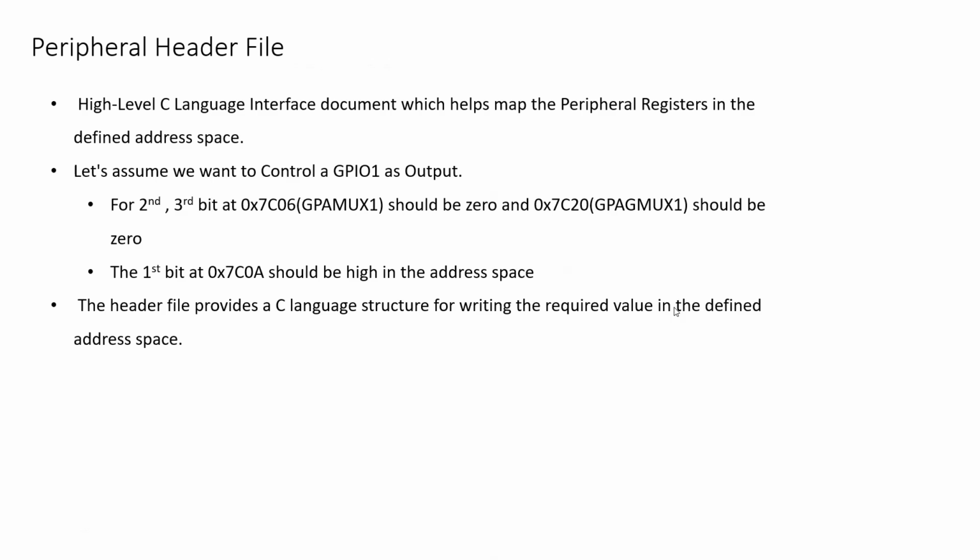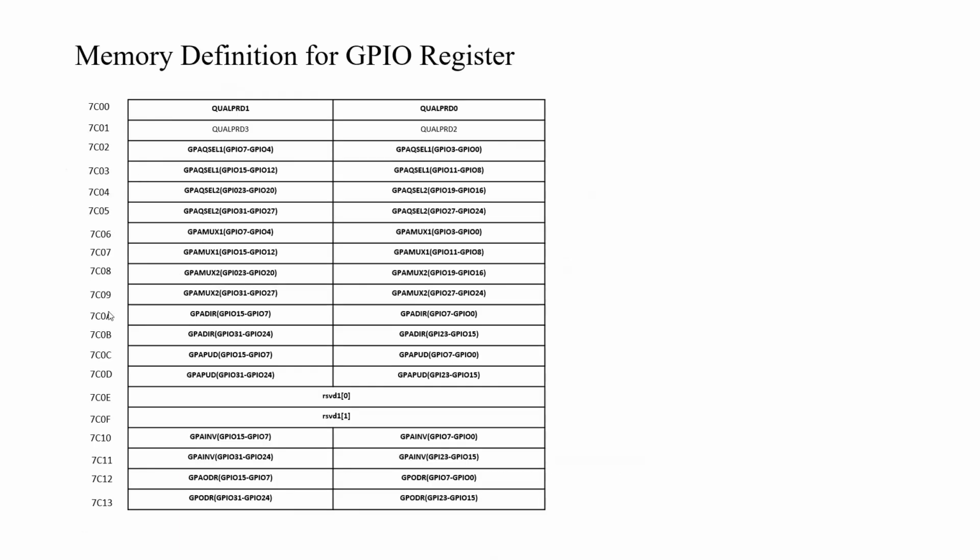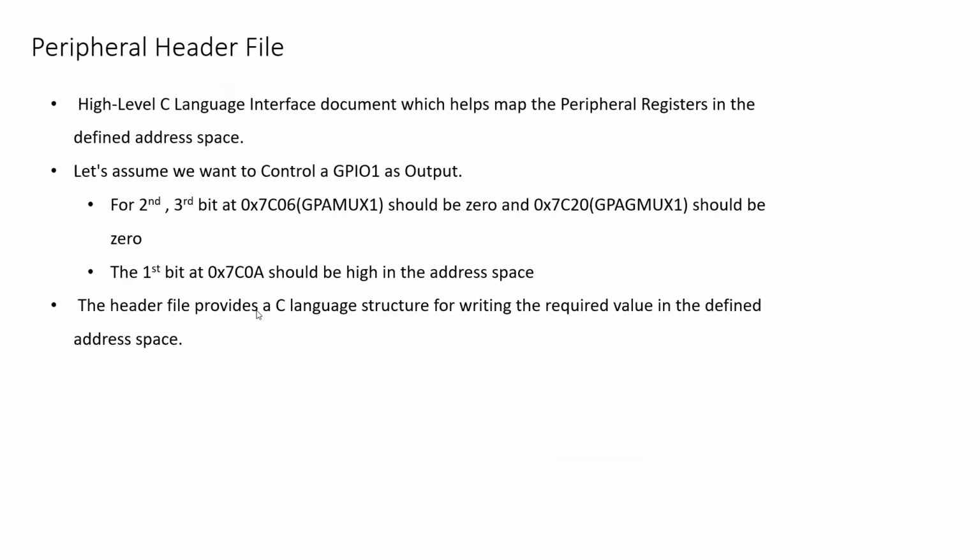So to use this, you want to define the pin as an output, and GPA as well as GPG mux1 will be there. So the second and third bit, because 0 and 1 are for GPIO 0 and 1, at this particular memory location 7C06 and at 7C20, you need all bits to be 0. And to make it an output, the first bit of 7C0A, which is nothing but your GPA direction, should be high.